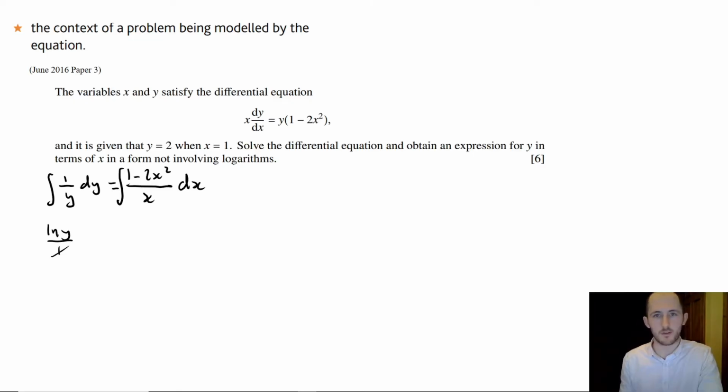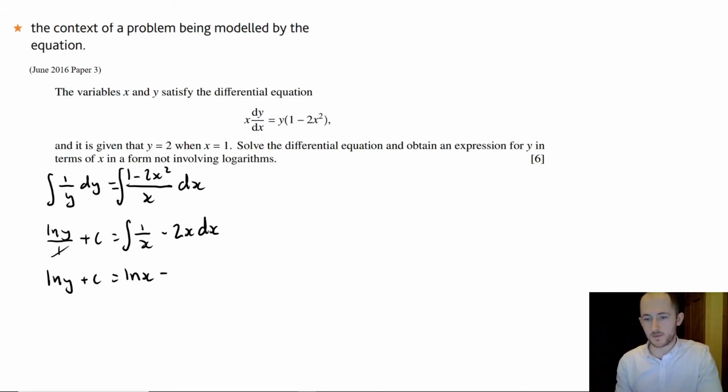So I'm just going to get rid of the 1 because there's no point in having it, plus c. And again, I'm going to combine my constants of integration. Now the right hand side's a bit more interesting. What I'm actually going to integrate is I'm going to separate this out. So 1 over x minus 2x dx. So this leaves me with ln y plus c equals, again, ln x over 1, so ln x, minus 2x squared over 2, so minus x squared.